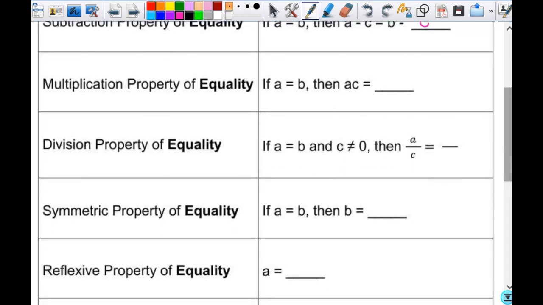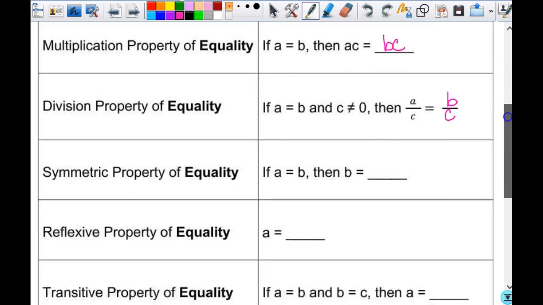Multiplication property, if A equals B, then A times C has to equal what? B times C. Division property, so if A equals B and C is not 0, then A over C equals B over C. See how easy that is? So whatever you do to one side, you do to the other.